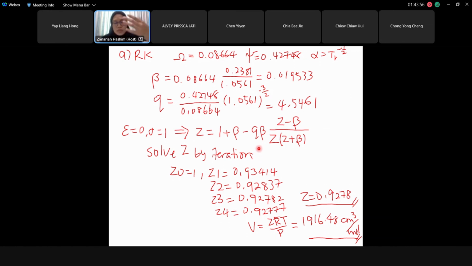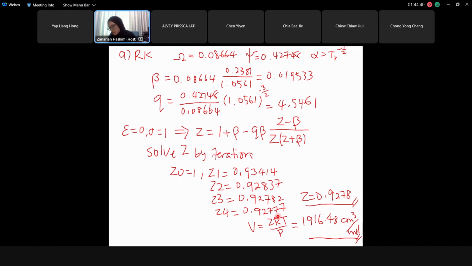Okay, we have to solve by iteration. So we start with Z equals 1. Okay, after substitution, I get the first Z, Z1 equals 0.93414. And then repeat, sampailah value the converge, meaning that the last two values, when you take the difference, it doesn't differ much, okay? So in this case, I take the final value as inilah 0.92. I think if you do the calculation it is 0.92777, but probably that's the answer given by the textbook.